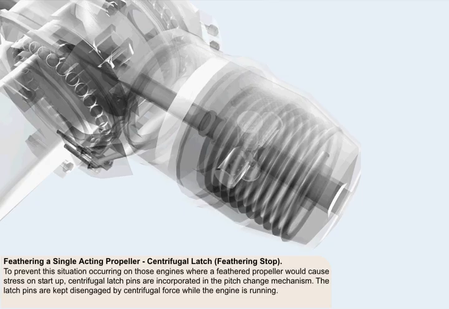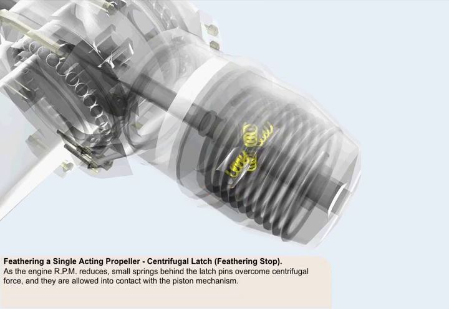So, to prevent the feathering spring pushing the blades all the way to the feathered position, on those engines where a feathered propeller would cause stress on startup, centrifugal latch pins are incorporated in the pitch change mechanism. The latch pins are held disengaged by centrifugal force while the engine is running. As the engine RPM reduces, small springs behind the latch pins overcome centrifugal force, and they are allowed into contact with the piston mechanism. Typically, the value of the RPM at which the latch pins become engaged is around 650 to 700.